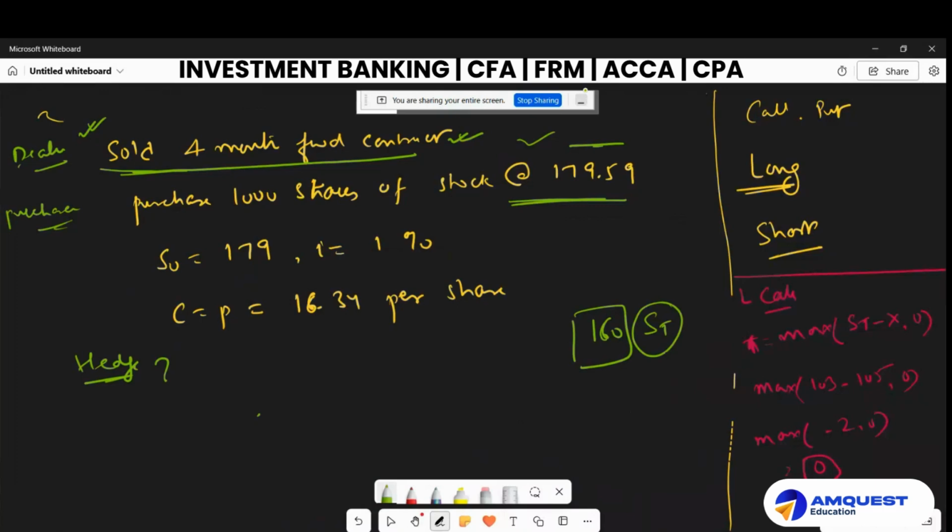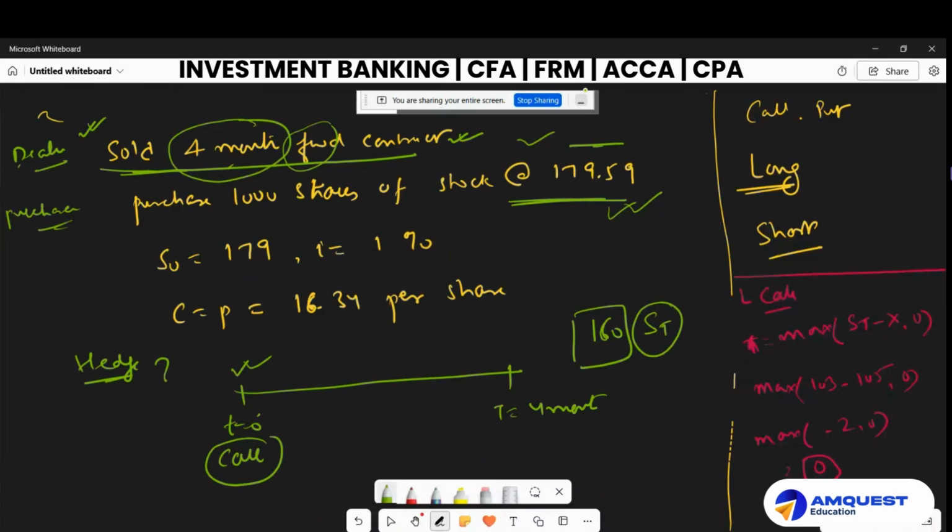From a timeline perspective, if it is a 4-month contract, this is T equal to 0, and this is T equal to 4 months. When I have sold the contract on this day, to hedge my position, don't you think that I should be long on the contract on the same day itself? When I have sold a forward contract, I should go long. It should be a call, long.